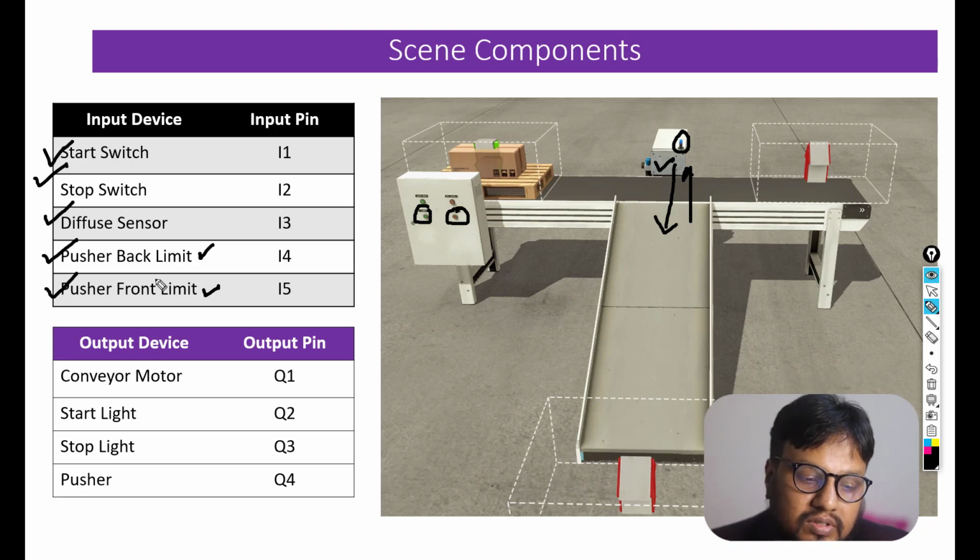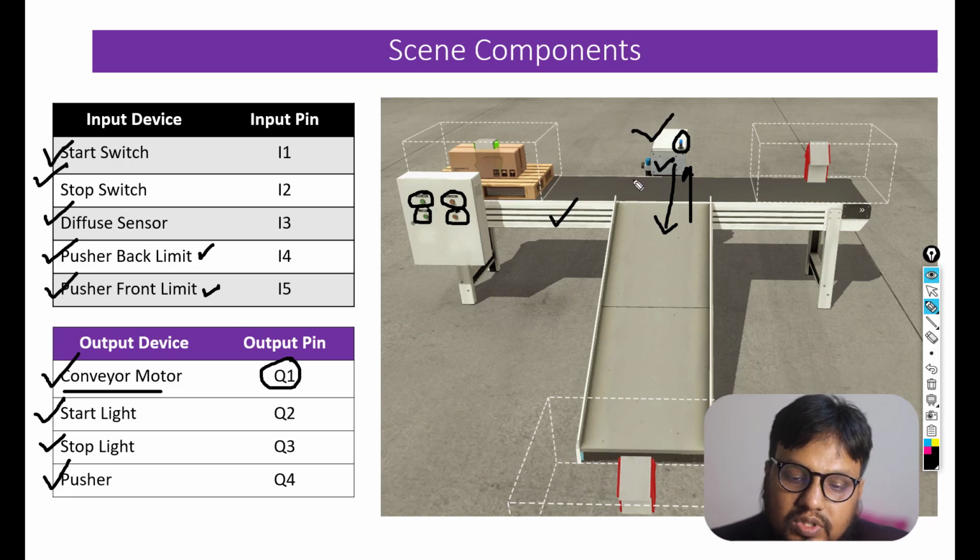We have output devices like this conveyor motor. This is connected with this belt. This conveyor motor will be our conveyor control, that is, we'll be using Q1 for that conveyor control. We have the start light and stop light. These are the indication lamps. We have the pusher, that is our actuator, this pusher.